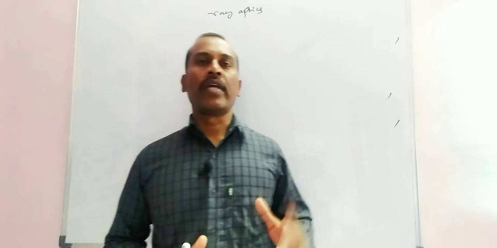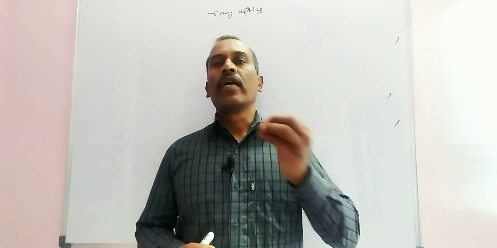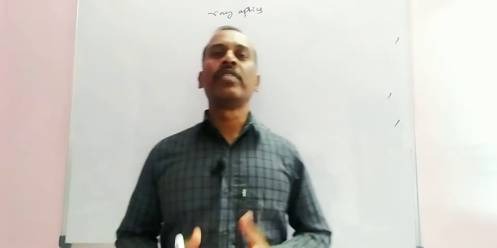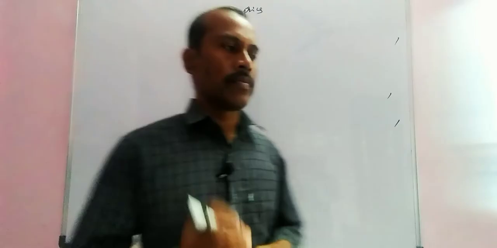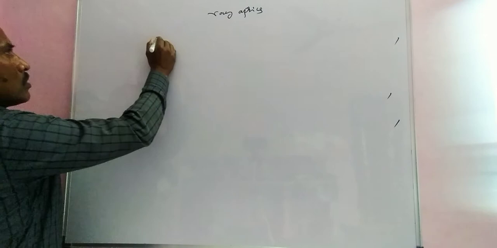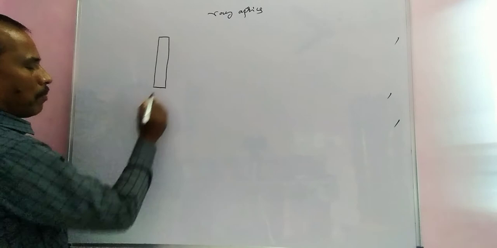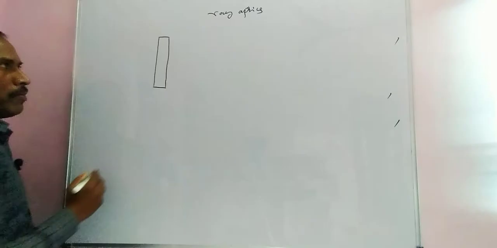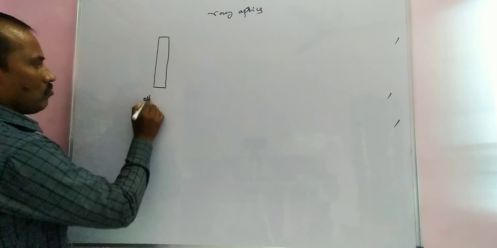First, a few points about the image, object, and plane mirror: image formation, virtual image, and virtual object. Some examples. First of all, listen here. Take this optical element, for example.